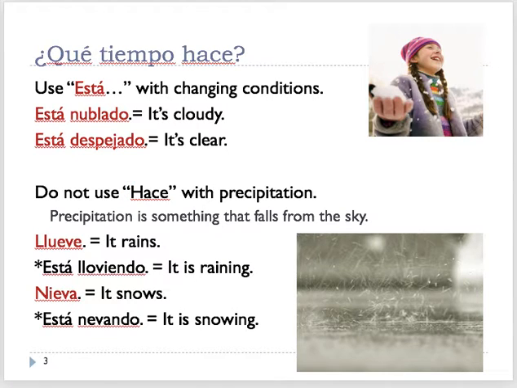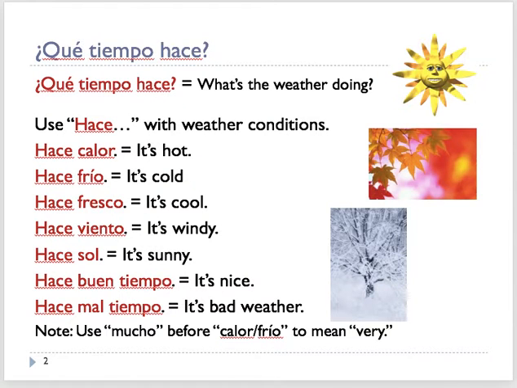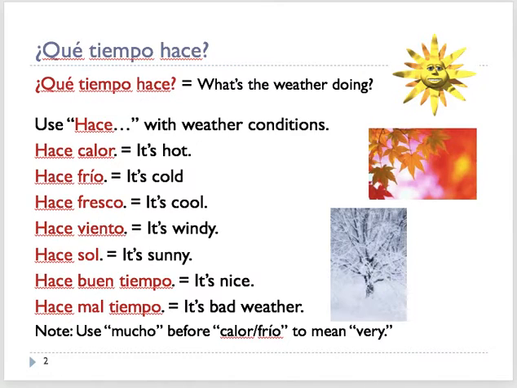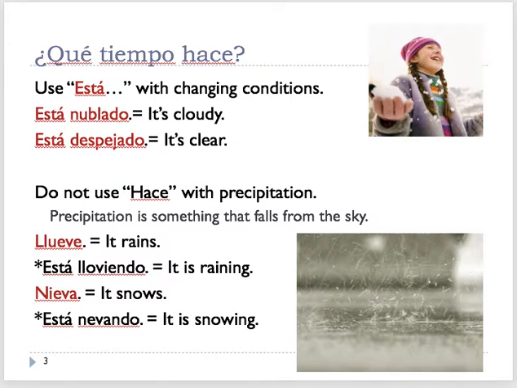All right, now when we have a changing condition, and I realize that these conditions could change, but if something could change very quickly, like being cloudy or being clear, we're not going to use hace like we did with these conditions. We're going to use está. And make sure you have that accent mark over the A, and it's pronounced está. I'm only going to give you two because there are, of course, a lot of them.